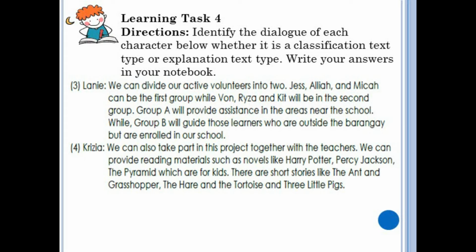Number 3, Lani: We can divide our active volunteers into 2. Jess, Aliyah, and Nika can be the first group, while Bon, Raisa, and Kit will be in the second group. Group A will provide assistance in the areas near the school, while Group B will guide those learners who are outside the barangay but are enrolled in our school.